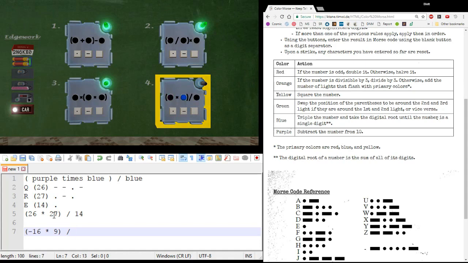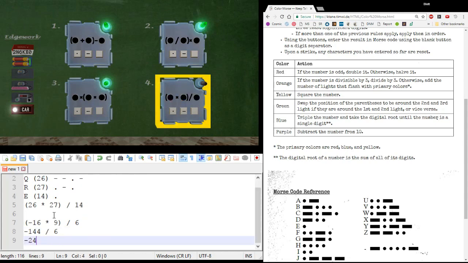2 plus 7 is 9 times 9. Divide 14. It's blue again, so again we're going to take the digital root. 1 plus 4 is 5. Tripled is 15. 1 plus 5 is 6. Divide 6. So we have negative 16 times 9 divided by 6. We work that out. That's negative 144 divided by 6. Excuse me. Which gives us negative 24.